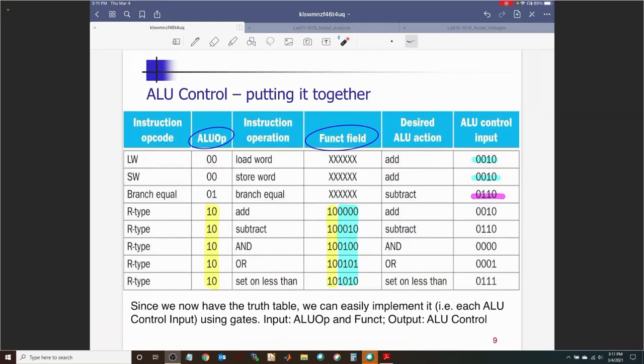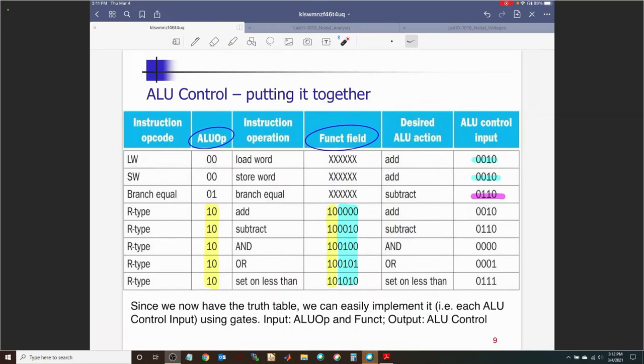So this is all the way. These are the operations that the ALU is carrying out at this column. At this point it becomes irrelevant what type of instruction it is. As long as you are adding, you would want your ALU to add. So the ALU control input will be 0010 for add.